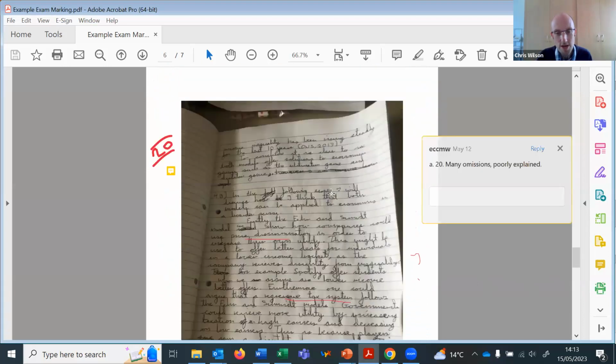And then at the end of the question, if it was a physical script, I'd probably write it in here, but because it's online, I've just said here, you know, a little summary, right, 20 marks, many omissions, poorly explained. And then again, that just gives me a little summary reminder if I need it at a later point.